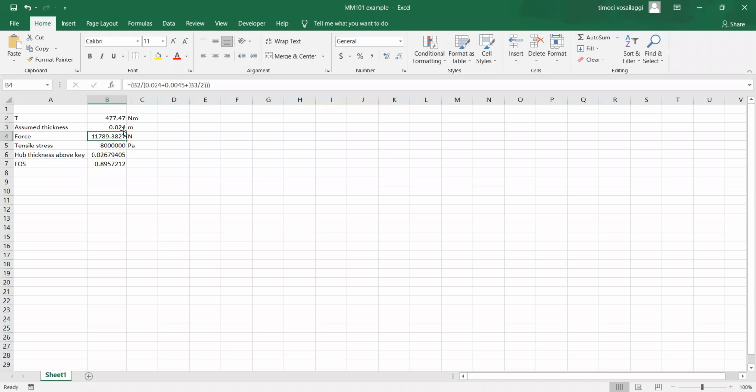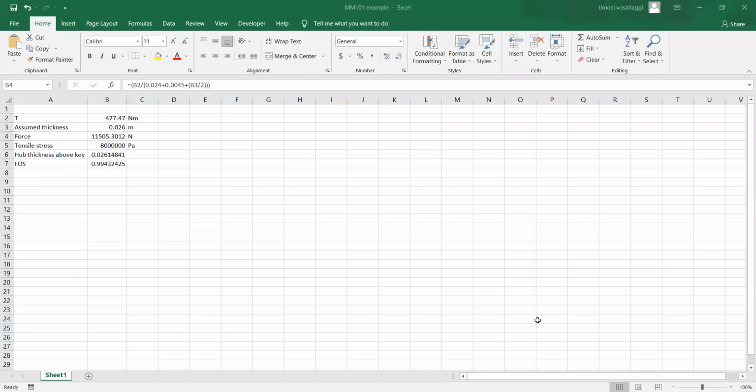So we still have to increase the thickness a little bit to get to a factor of safety of at least 1. Let's go 0.026. Now you notice that our factor of safety is almost 1, which means the minimum thickness that our hub can have is 26 millimeters. That is the minimum thickness that we can have. So to get a factor of safety of greater than 1, our hub thickness has to be greater than 26. And that is where you start to ask yourself, okay, what factor of safety should I use?